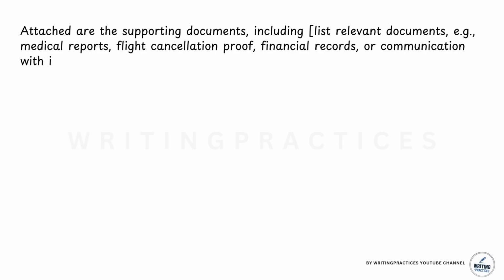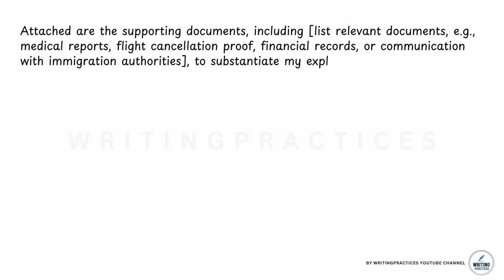Supporting documents. To strengthen your case, mention any supporting documents you are including with the letter. These could be a doctor's note or medical records, proof of flight cancellations, financial records, any communication with immigration authorities. For example, attached are the supporting documents, including my medical reports, flight cancellation proof, and communication with the immigration office to substantiate my explanation. Providing evidence makes your explanation more credible and increases the chances of a favorable response.